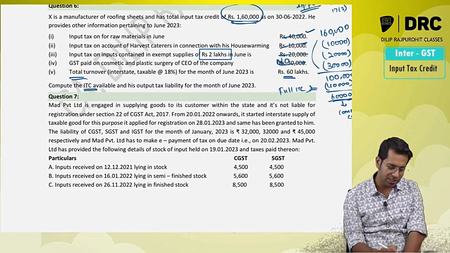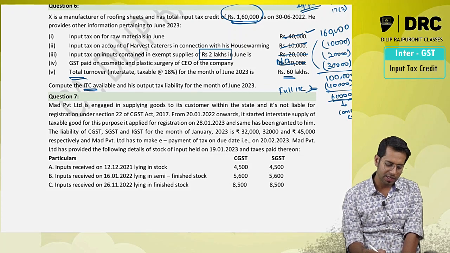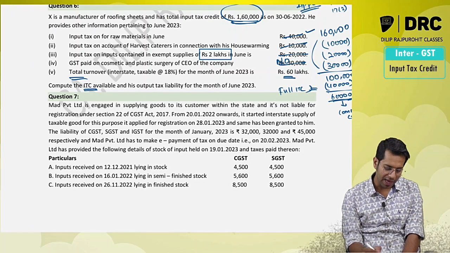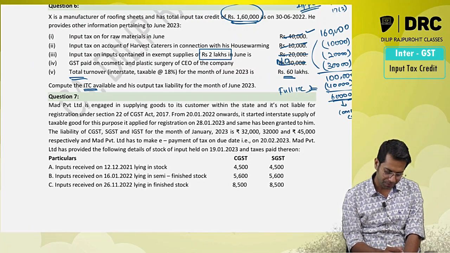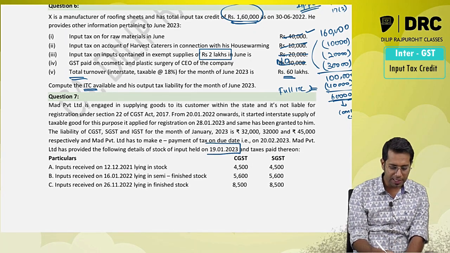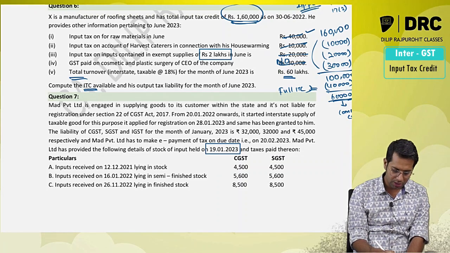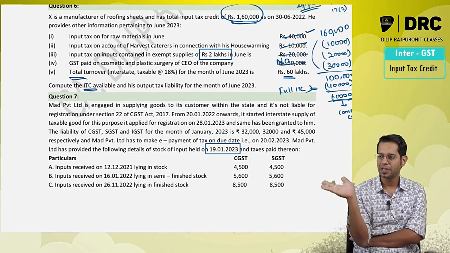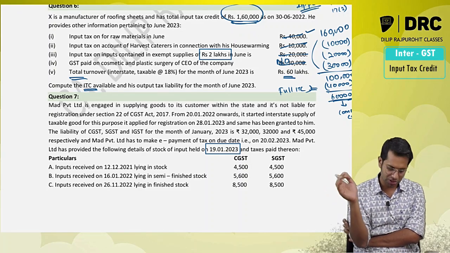The liability of CGST, SGST and IGST for the month of January is 32,000, 32,000 and 45,000 respectively. MAD Private Limited has made e-payment of tax on the due date. MAD Private Limited has provided the following details of stock held on 19th. So on 19th of January, this company is making taxable supplies. Since it is making taxable supplies, it became liable for registration. It applied for registration.